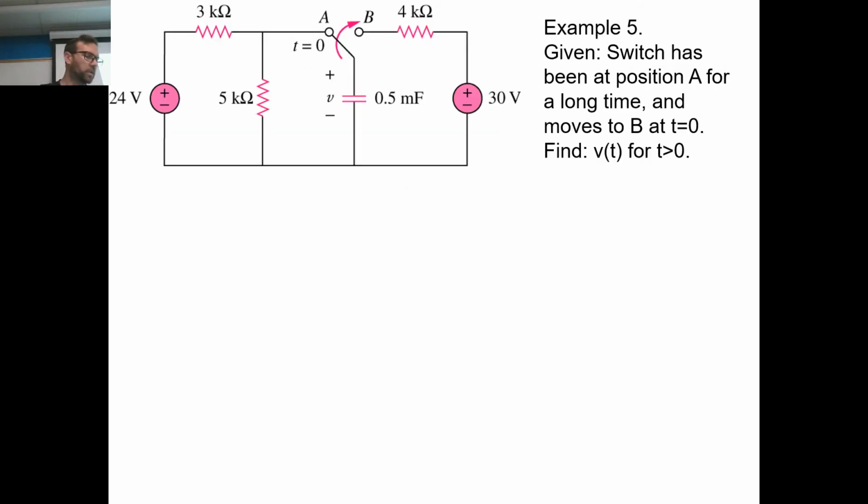Okay, so let's see if we can get this example problem in here. We've got more than 10 minutes, and maybe we can do that. Although I think this one's a little bit longer, but okay, the switch has been at position A for a really long time. All right, we know things have reached steady state value. And then it moves to position B at t equals 0. We want to find v(t), that voltage across the capacitor, for t greater than or equal to 0.